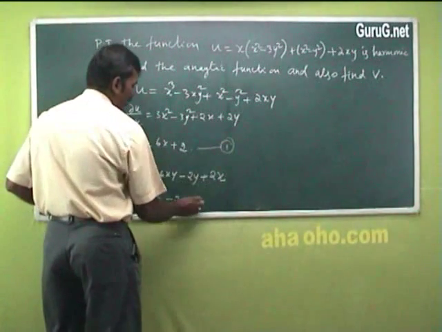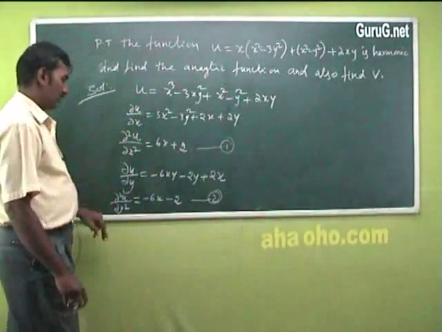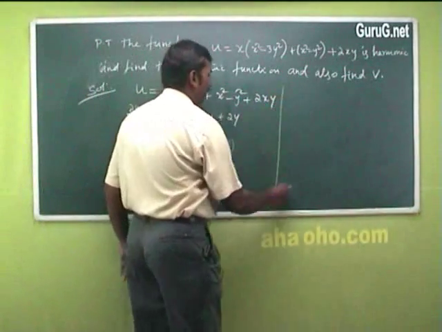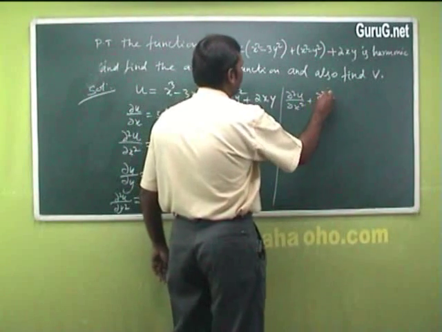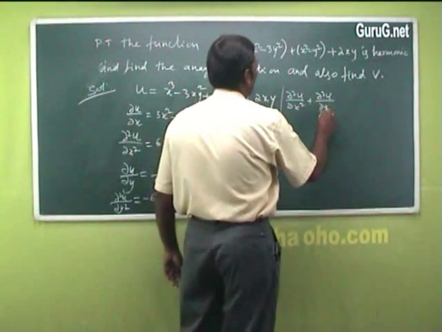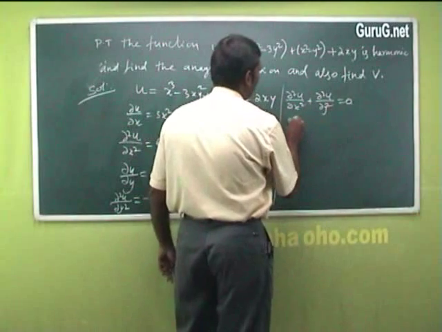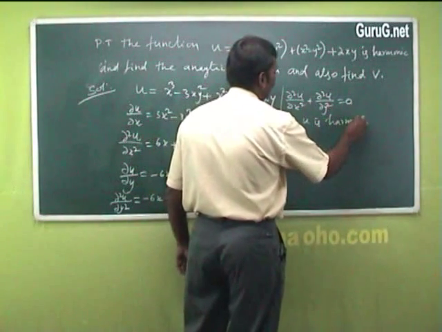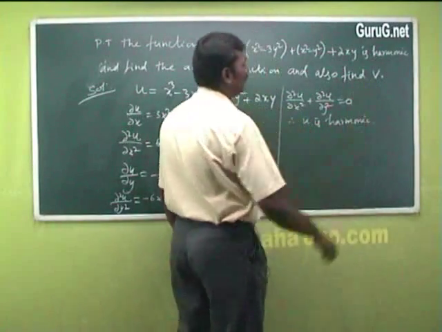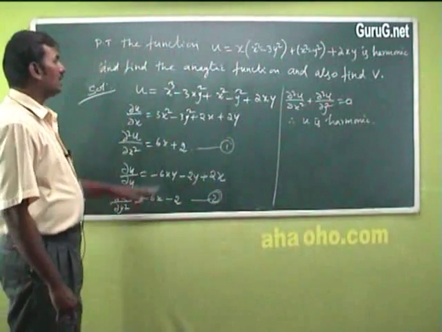So from 1 and 2, ∂²u/∂x² plus ∂²u/∂y² equals 0. Therefore u is harmonic. Right? Now I have to construct the analytic function, right?